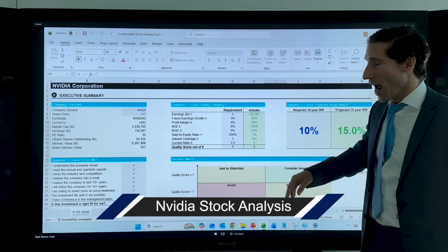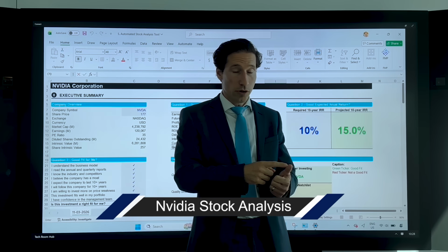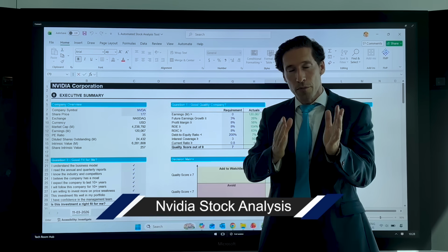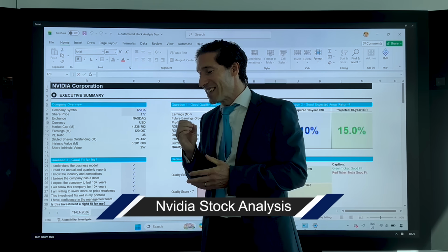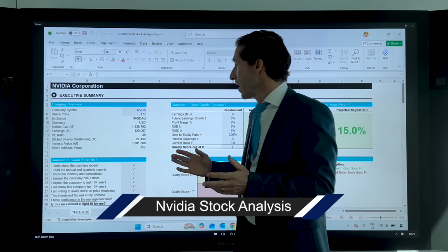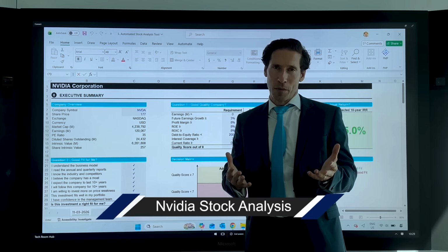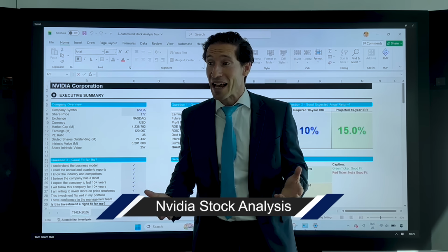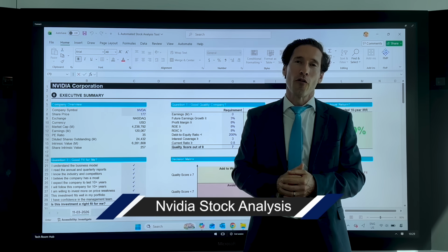I really like this tool for three key reasons. First of all, it's perfectly aligned with Warren Buffett value investing principles. Second of all, it saves me a lot of time. The only thing I need to do is write down the ticker and everything will update automatically. And the third reason is that I saw a big boost in the performance of the portfolio of my equity investment firm.